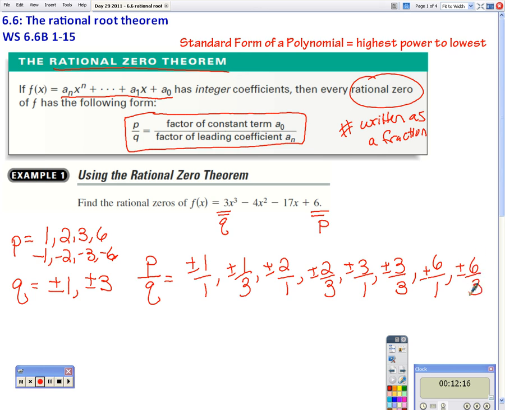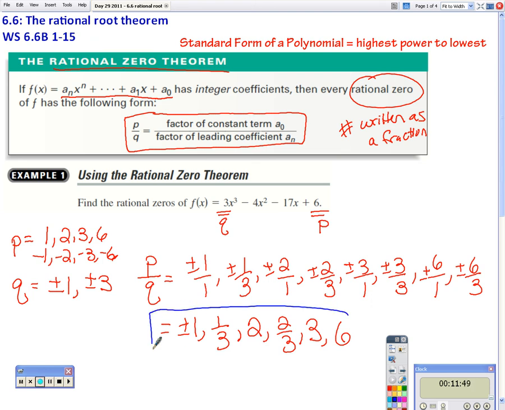But then let's simplify these. It's plus or minus 1, plus or minus 1/3, 2, 2/3, 3. And then 3 divided by 3 is 1 again, so I don't need to rewrite that. 6, and then 6 divided by 3 is 2 again, so I don't need to write that. So here's all of my possible rational zeros.